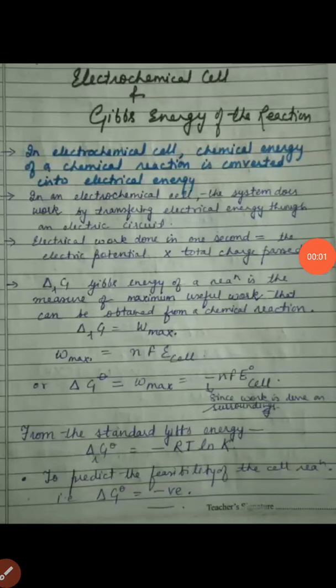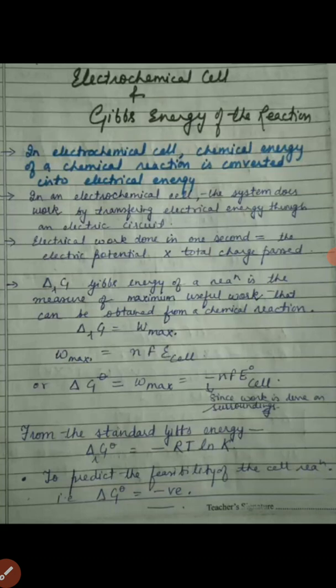Good morning, students. Today we are going to discuss the electrochemical cell and Gibbs energy of the reaction. Now, both the terms are known to you. What is an electrochemical cell? It is a device which converts the chemical energy of a chemical reaction into electrical energy, or we can say that electrical energy is being derived through a chemical change or a chemical reaction.